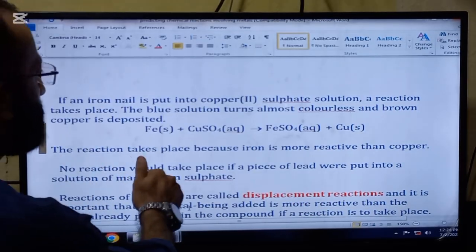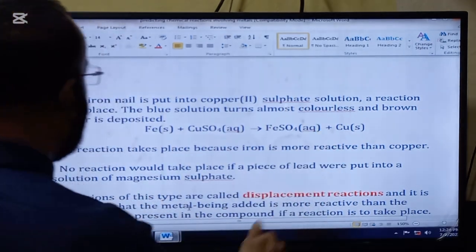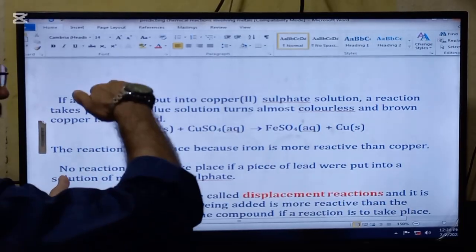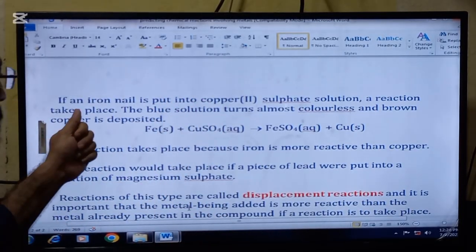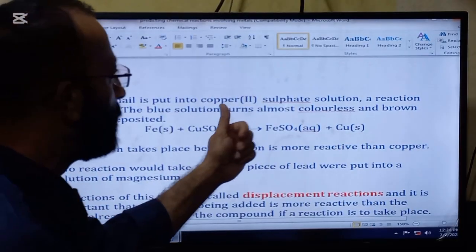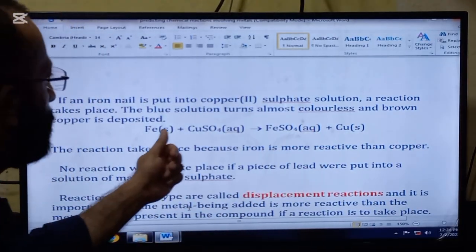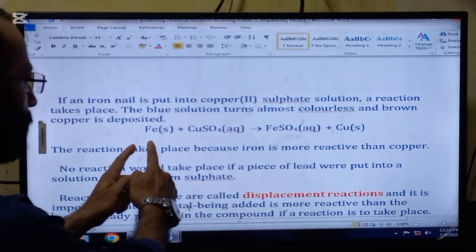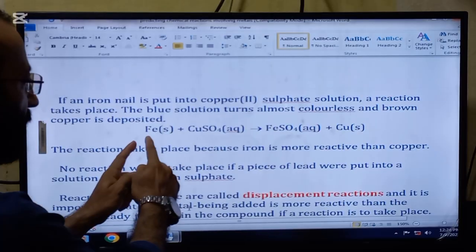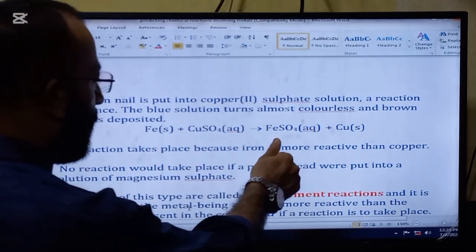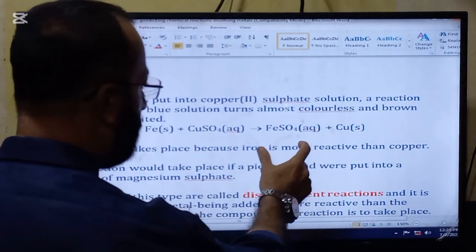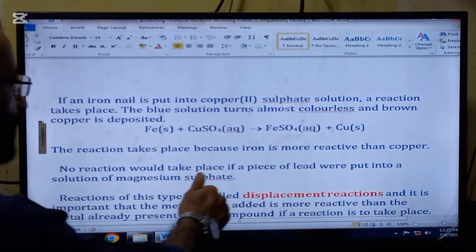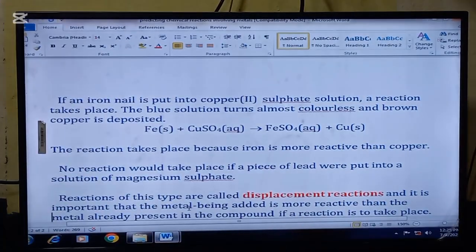If an iron nail is put into copper sulfate solution, because iron is more reactive than copper, because of its higher place in the reactivity series, a reaction will take place. The blue solution turns almost colorless and brown copper is deposited. So look now, iron will displace copper because iron is more reactive than copper. So iron sulfate will be formed, and copper will be kicked out. The reaction takes place because iron is more reactive than copper.